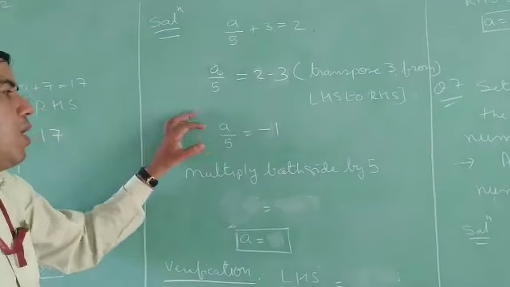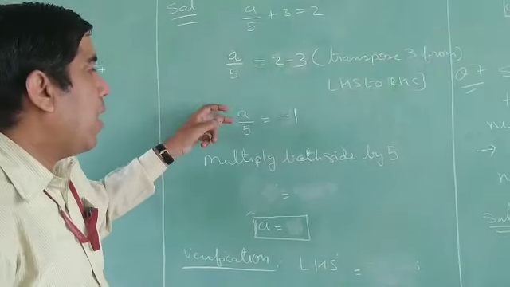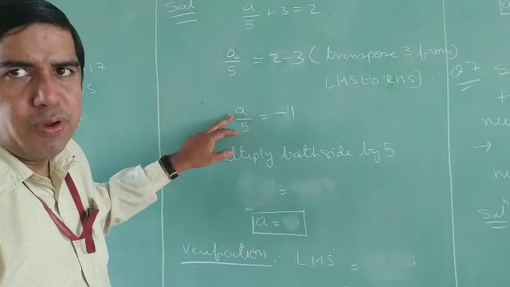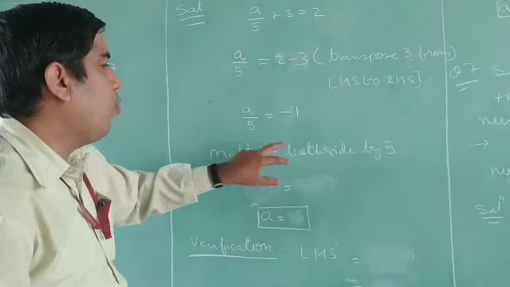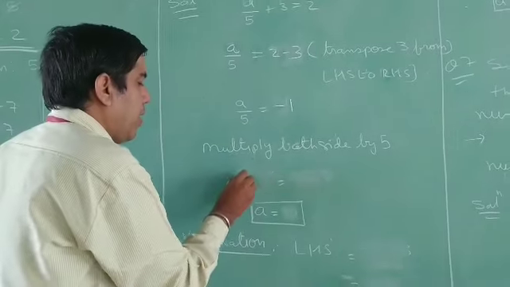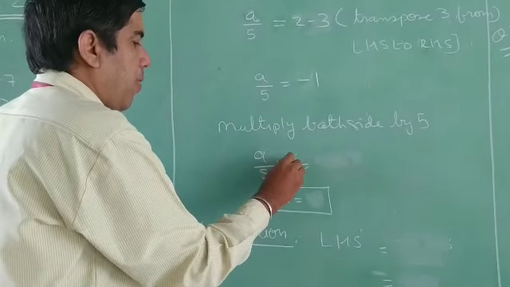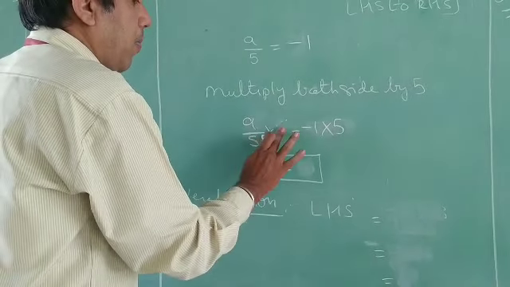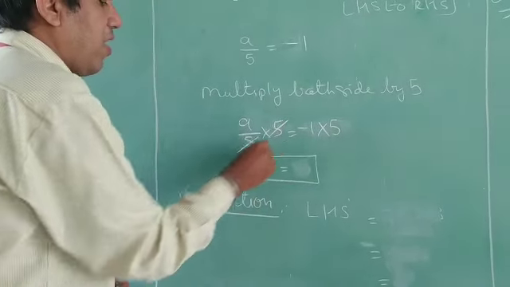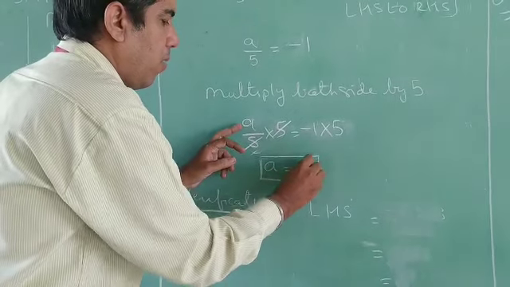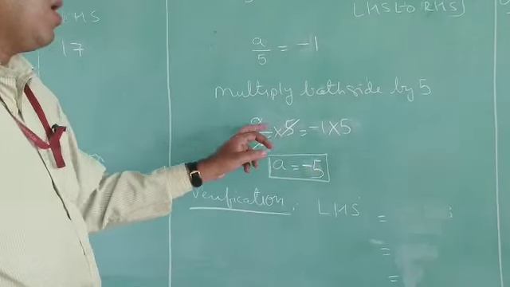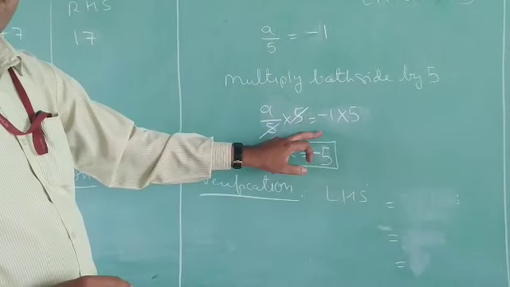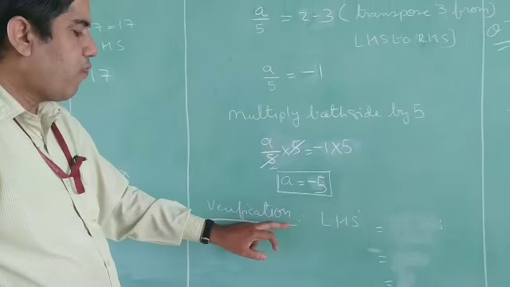Now you can see what is here with me: a divided by 5. What is the opposite of division? Multiplication. So multiply both sides by 5. I will write a by 5 multiplied by 5, and here comes minus 1 multiplied by 5. You can see the 5s cancel. The answer comes here: minus 5. What is the answer? a equals minus 5 is the answer. Got it? a equals minus 5 is the answer.